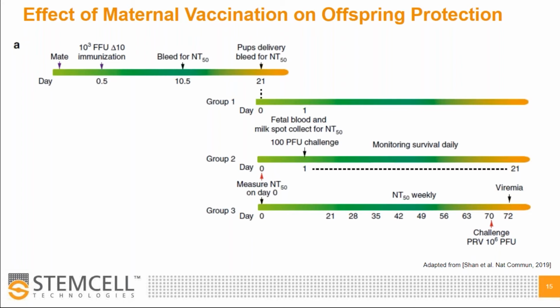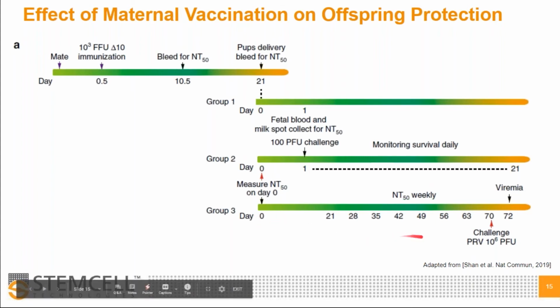They then divided the newborn pups into 3 groups. Group 1 was just followed for 1 day, and then the fetal blood and mother's milk was assessed for neutralizing antibody titers. Group 2 was challenged on day 1 with a low dose of wild-type Zika virus and then followed for 21 days. And the third group was assessed for neutralizing antibody titers weekly until day 70, when the pups were challenged with a high dose of wild-type Zika virus and then assessed for viremia 2 days later.